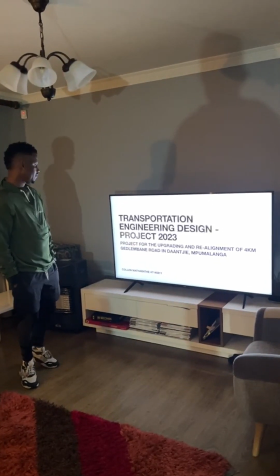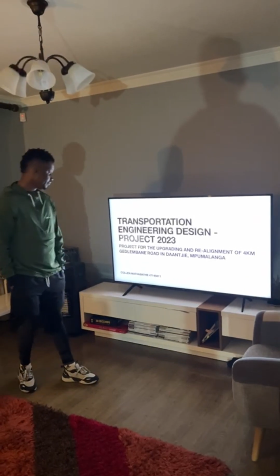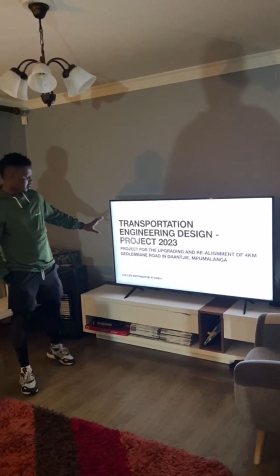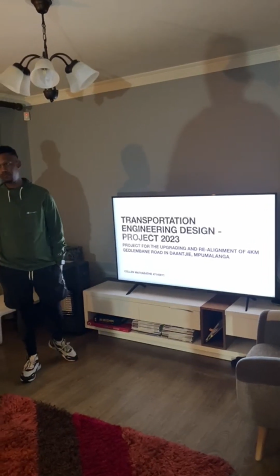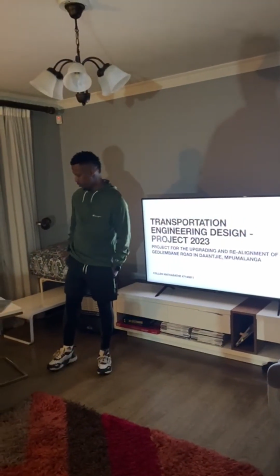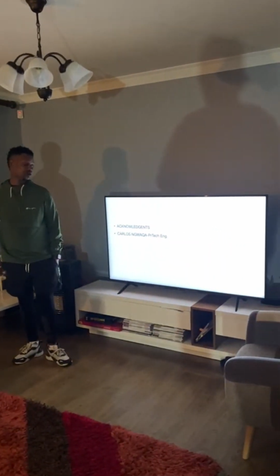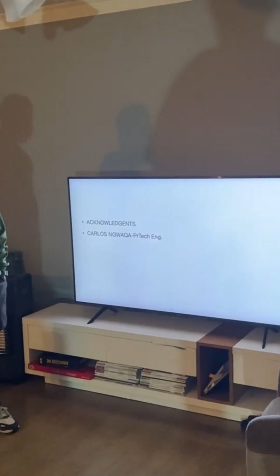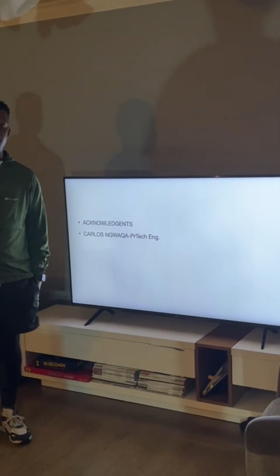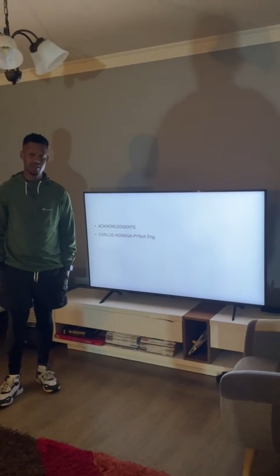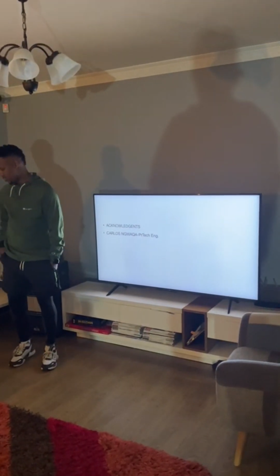Design of a project in transportation engineering. So this is the upgrade and a realignment of a 4-kilometer road which is based in Mpumalanga, as you will see on the locality plan. I would like to acknowledge Mr. Carlos Ngwanqa for assisting me in putting this project together. Mr. Carlos Ngwanqa is a PR Tech Eng registered.